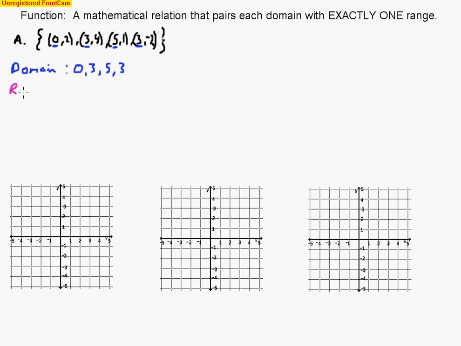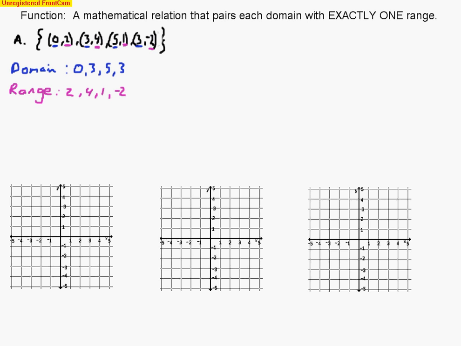So remember, the range represents the second coordinate of the ordered pair. So the range is the y value: 2, 4, 1, and negative 2. And so we just list those numbers, 2, 4, 1, and negative 2. So those are the different range values. We've got the domain values. Now they talk about this function.